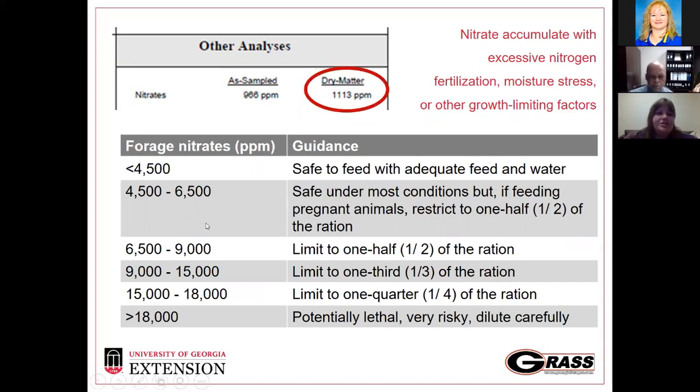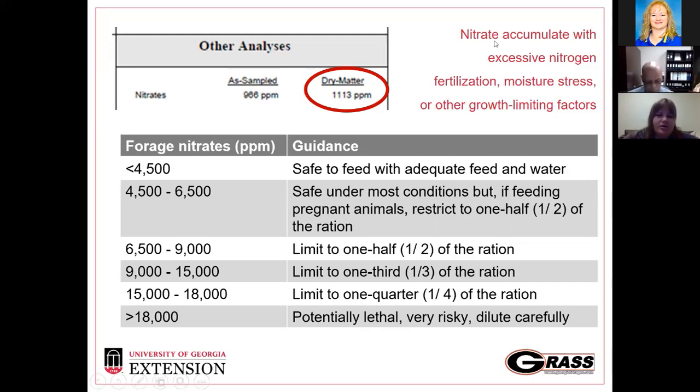As we start increasing that nitrate level, you'll see that we start limiting how much we put in the ration. Anything above 18,000, we don't recommend feeding in most cases, because it's very risky and we have to be careful in diluting it. And a lot of us, as a beef producer, you can't limit how much is out there much below a third to a quarter. Now, if we were in a dairy situation where we were mixing a TMR and feeding animals in a bunk, that would be a different story. But it's hard when our main feed source is round bales to be able to limit that forage.